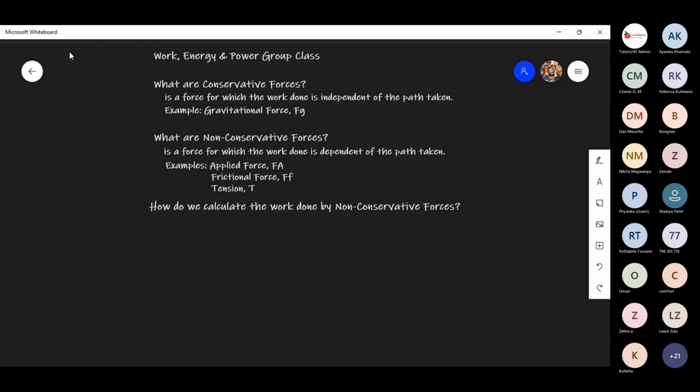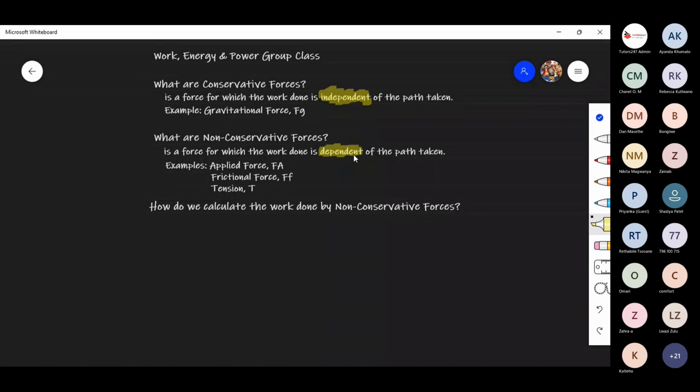So a conservative force is a force for which the work done is independent of the path taken. The important difference between conservative and non-conservative forces is whether it is dependent or independent of the path taken. So when we are dealing with a conservative force, it is independent of the path taken. And then a non-conservative force is dependent on the path taken.